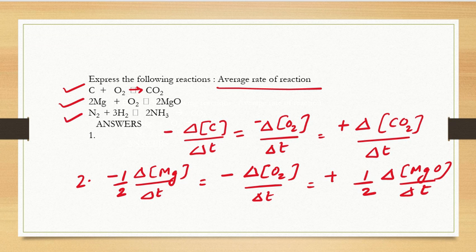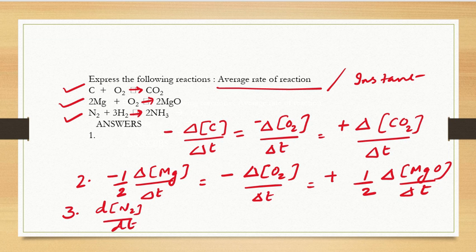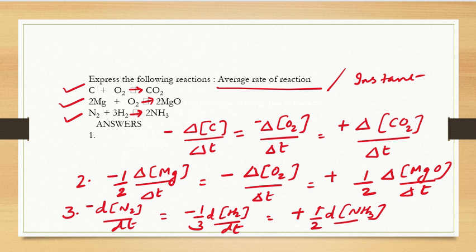Same way you can write for the third reaction, N2 plus 3H2 giving 2NH3. So here remember it will come minus 1 by 3 for H2 and plus 1 by 2 for NH3. And this is for average rate. Suppose you have to write instantaneous rate also. Let us write for the third one, the instantaneous rate. You will write minus d of N2 divided by dt, is equal to minus 1 by 3 d of H2 divided by dt, is equal to plus 1 by 2 d of NH3 by dt. So the last one I have written is actually the instantaneous rate of reaction.